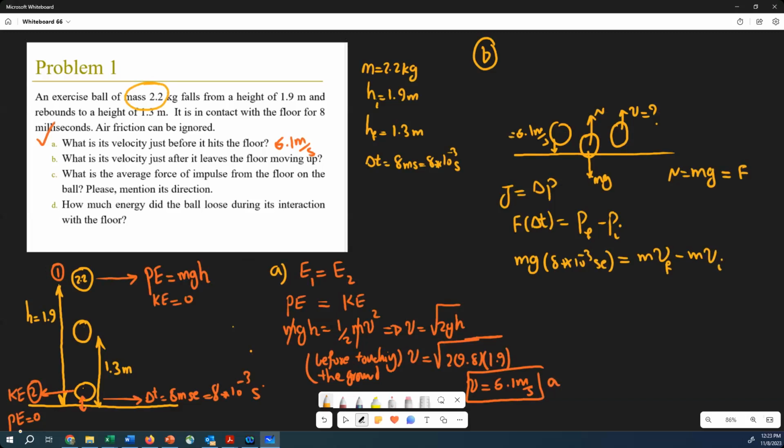This was the initial velocity. This is the final velocity, which we don't know. We can calculate it. So what we can do, we can just factor m and then cancel it. So now we have 9.8 times 8 times 10 to the power of -3 equal V final, we don't know, minus V initial, which is 6.1.